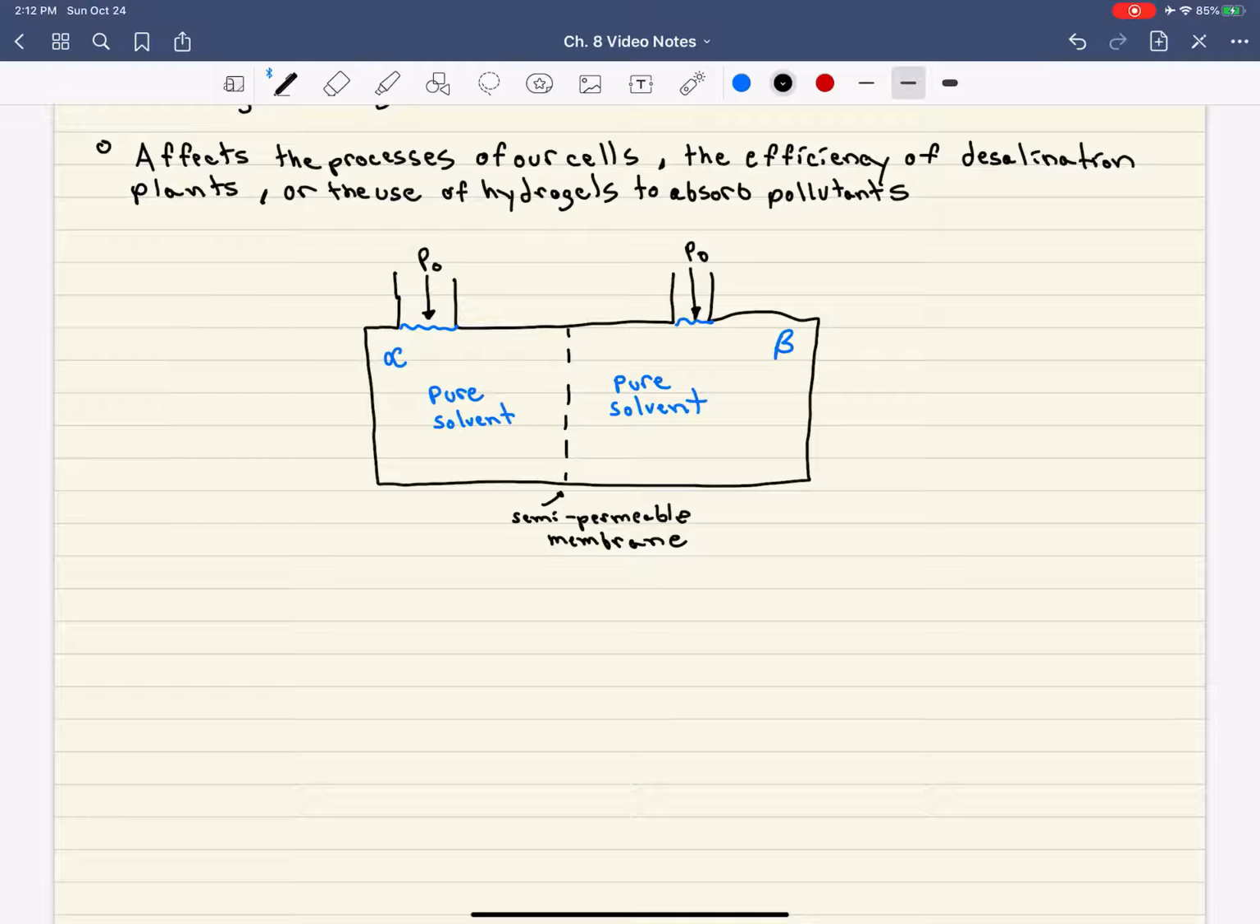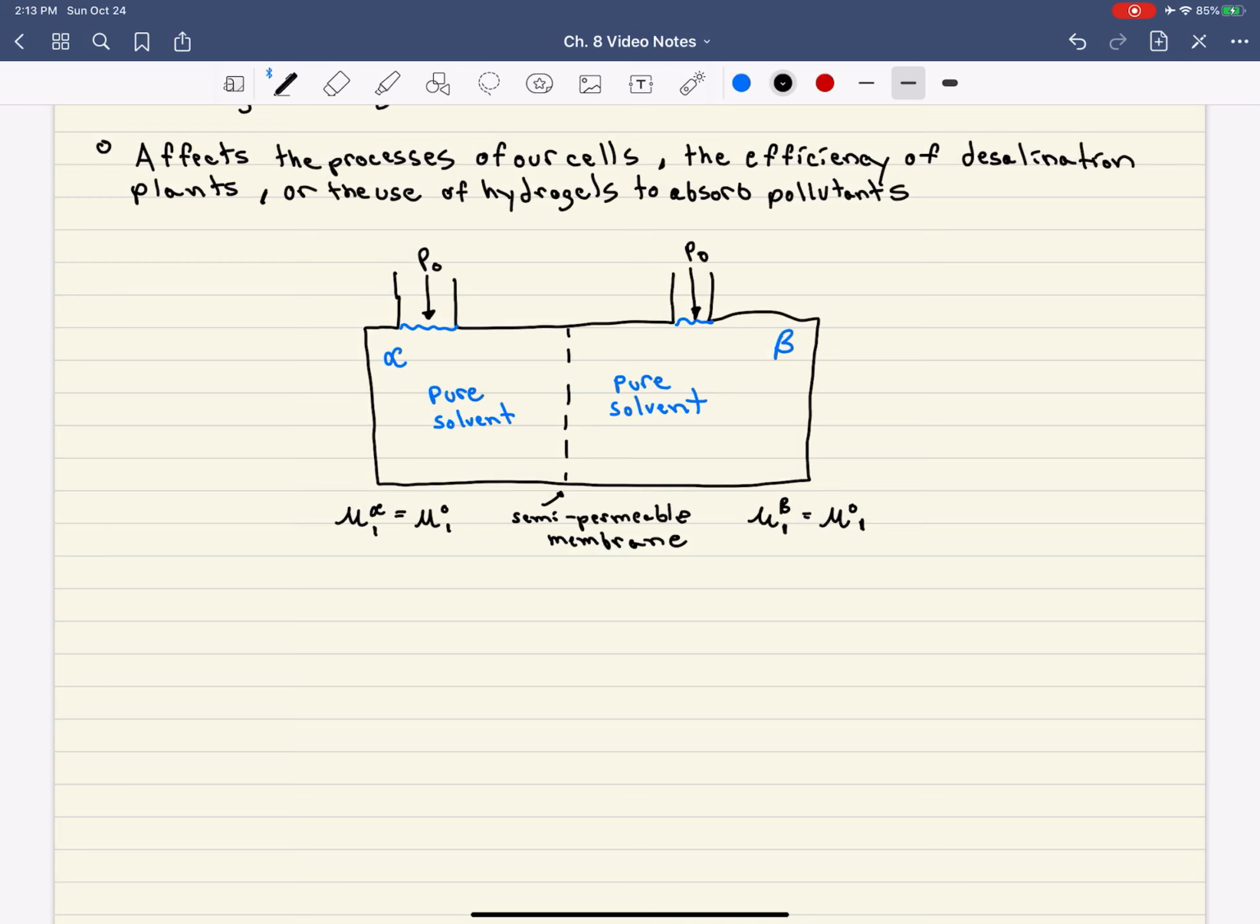All right, and so if we think about what the chemical potentials of each compartment are, both of these are going to be equal to our standard state chemical potential, which is for the pure species. So mu alpha is equal to that, mu beta is also equal to that. We'll also say this is for the solvent, which we'll call species 1. All right, so that's the initial setup of the problem.